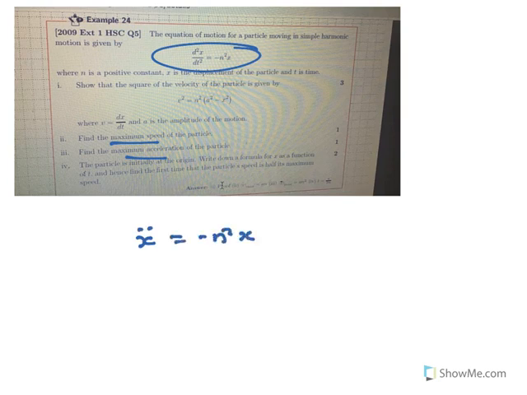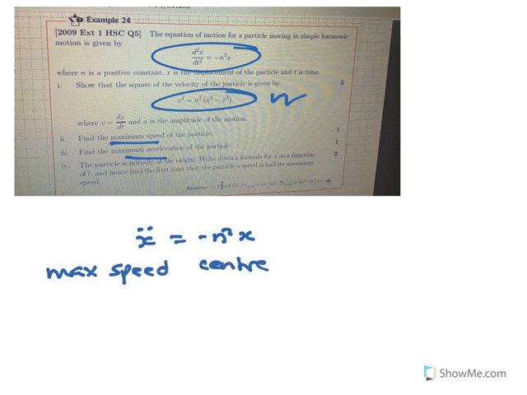Okay, so now looking at a question where we actually find the max speed and the max acceleration. So we've got acceleration equals minus n squared x, giving you that formula. They said to show this, so we've actually already done that, so we're going to leave that one. Now we want to get the max speed. The max speed occurs at the centre, so that's where x equals 0 in this motion, because the centre is at 0.